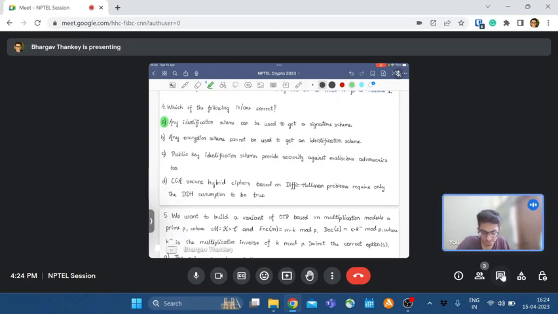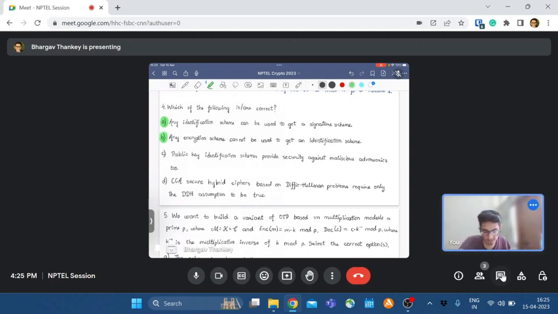Now let's look at B. Any encryption scheme cannot be used to get an identification scheme. Well, this is true because if your encryption scheme is a private key encryption scheme, then using that you cannot get an identification scheme. Because the two live in completely different worlds. The encryption scheme lives in the private key setting, and the identification scheme lives in the public key world. So B is also true.